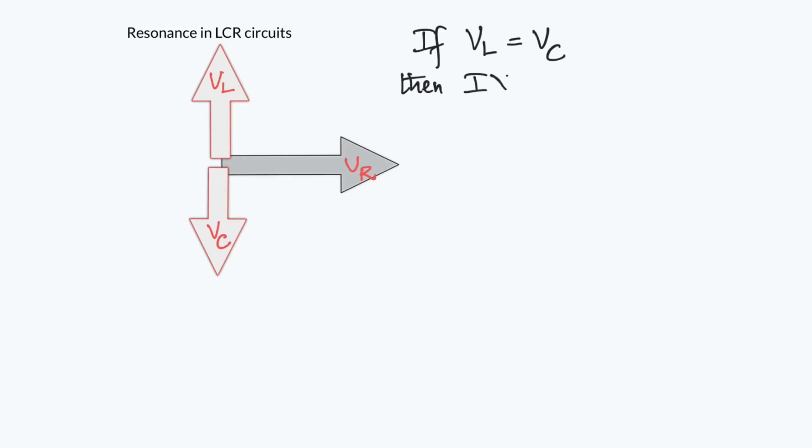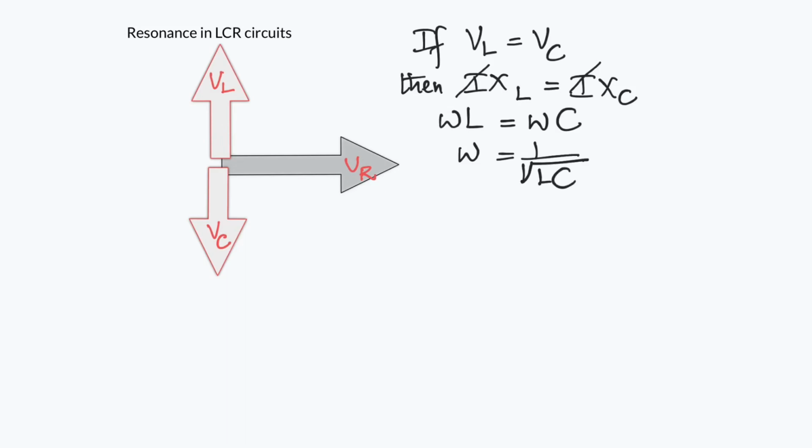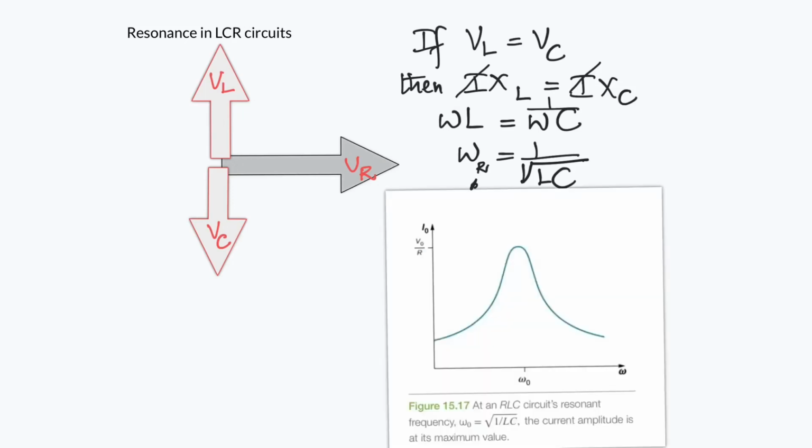Because voltage across the inductance is I XL and voltage across the capacitance is I XC. So we can cancel out the I's, and then we know that XL is omega times the inductance, and XC should be 1 by omega C, which will give us, okay. So from this we get omega is equal to 1 by root LC. And that is called the resonant angular frequency.